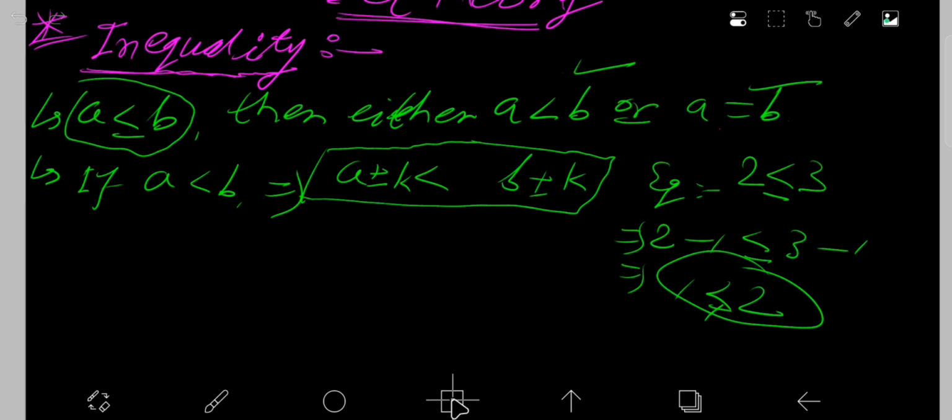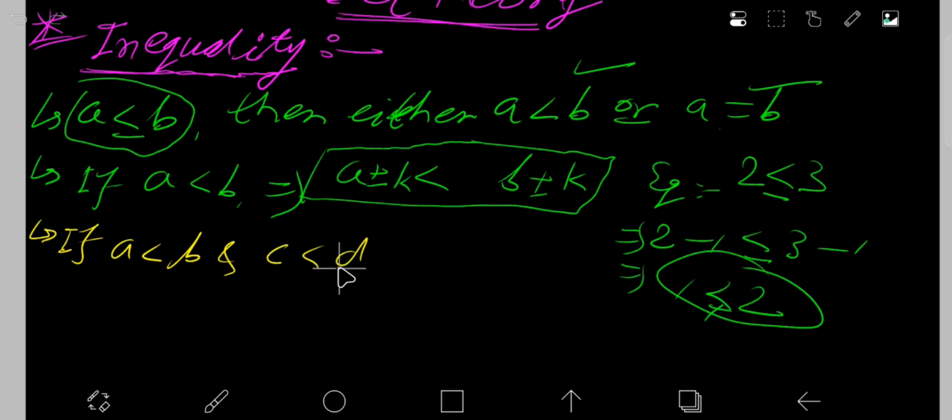The third property: if a is less than b, and we have another inequality c is less than d, this implies that when we add two inequalities of the same type, less than, then a plus c is less than b plus d. This type of add or subtract we also apply.